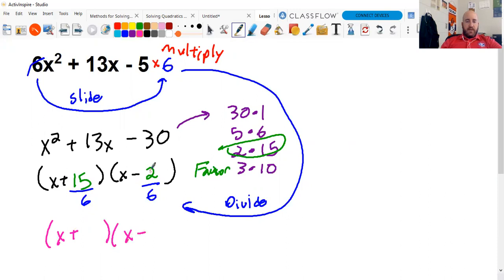All right, so y'all could probably do 2/6 first, which would reduce to 1/3. Divide both the numerator and denominator by 2. 15/6, I'm going to divide both the numerator and denominator by 3, which is actually going to give me 5 halves, same as we had in the previous problem, just coincidentally.